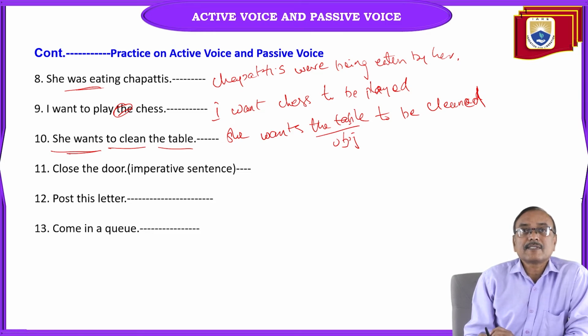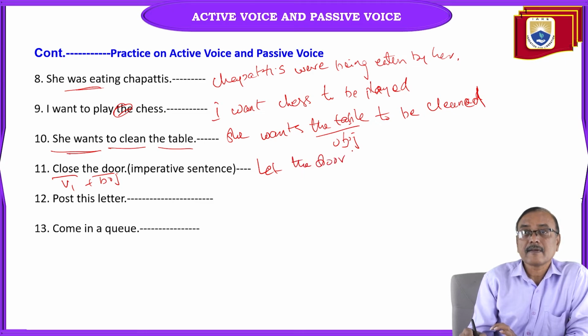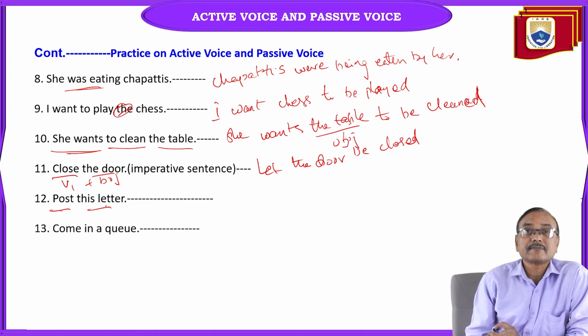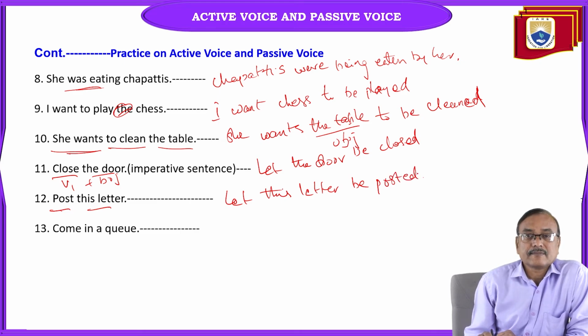Close the door. It is an imperative sentence. When it begins with V1 followed by an object, what did I say here? Let the door be closed. Imperative sentences. Post this letter. Let this letter be posted. Let this letter be posted.